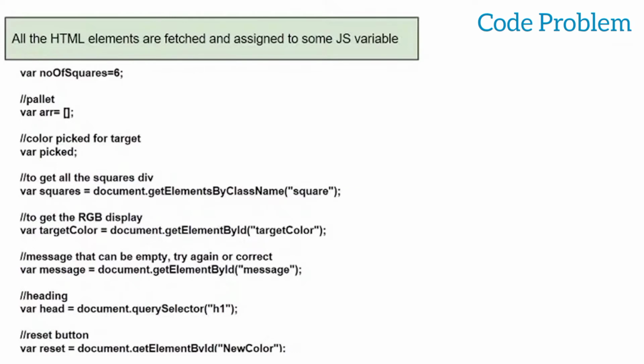Now the head tag is where we will have our colors, the color that you want to pick. Now the reset button: once we have played this game, we will see what happens if we don't use this reset button. So all the fetching has been done. Whatever we used in our HTML page, we have just fetched. It might look scary, but this is the only thing that we are doing here. We are just fetching the elements and storing them in these JavaScript variables.